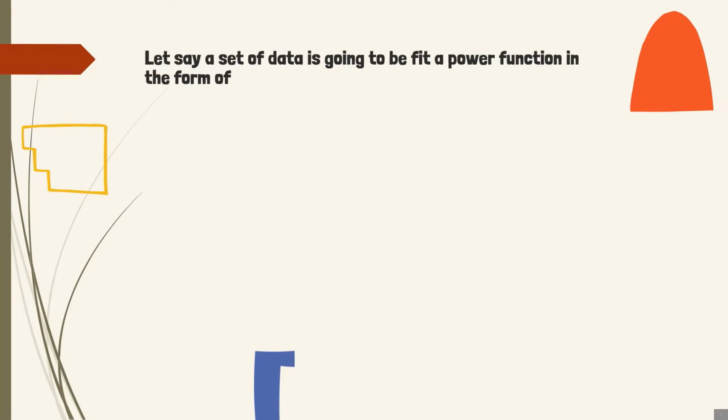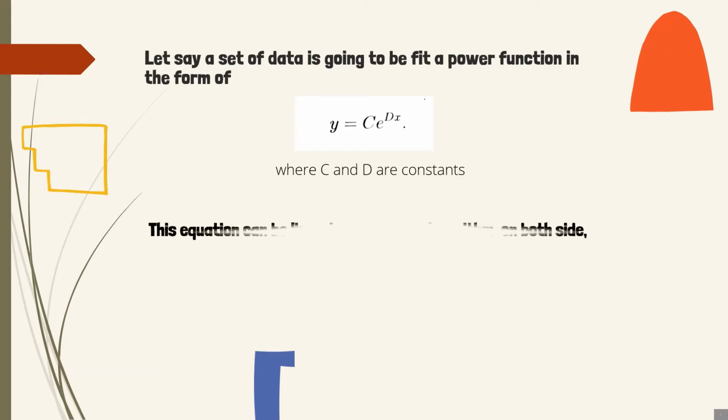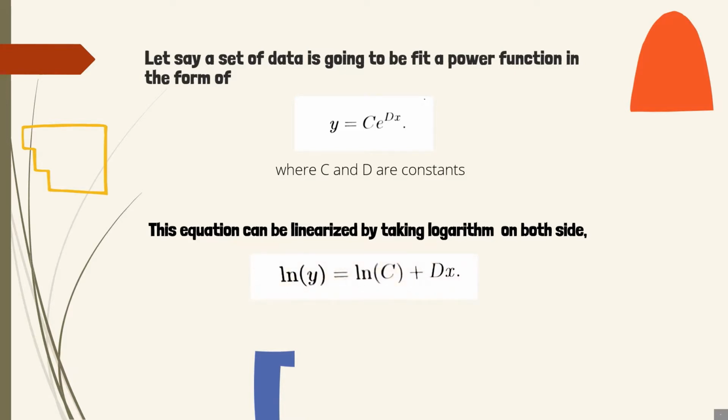So, let's say there's a set of data to be fit to a power function in the form of y equals c e to the power of dx, where c and d are constants. This equation can be linearized by taking the logarithm on both sides. So what we do is take ln of both sides and bring down the dx into this form. And then this form will be linearized.